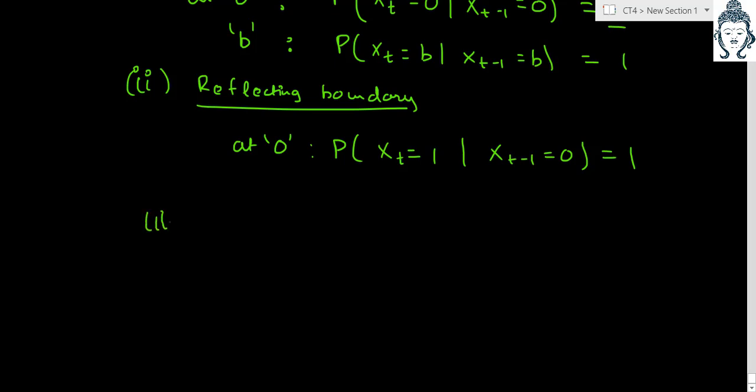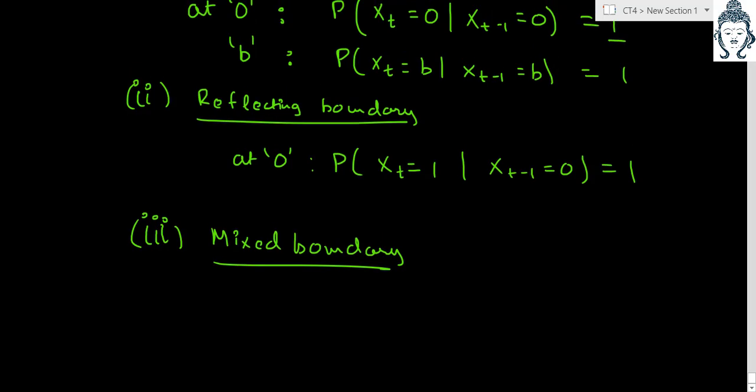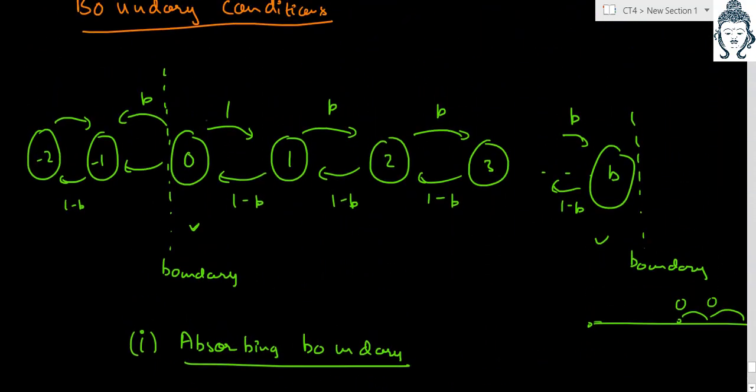The third one is called a mixed boundary. It's a combination of these two, right? So a mixed boundary is partially an absorbing boundary and partially a reflecting boundary, but it does not let the process go below this point. So it can have some probability of absorbing, and some probability of reflecting. So let's say the probability of reflecting is alpha. So the probability of absorbing would be 1 minus alpha. So in a few cases it will absorb and in others it will reflect.